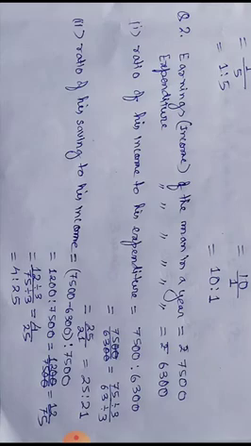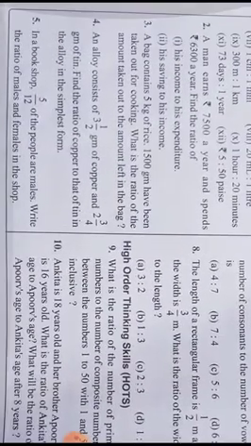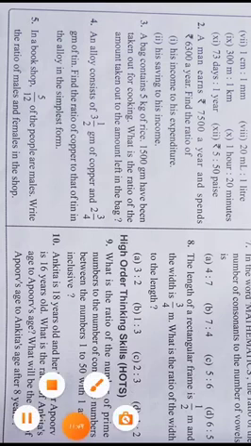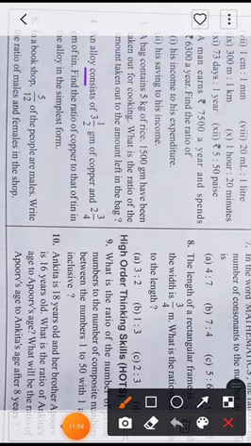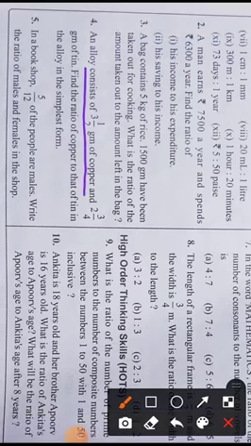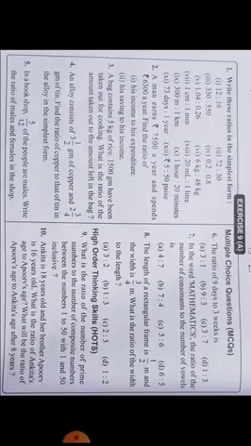Now let us see one more question. There is another question, question number 4. In question number 4, we are given an alloy consists of 3 1 by 2 gram of copper and 2 3 by 4 gram of tin. Find the ratio of copper to that of tin. But remember, these are mixed numbers, so we have to change them into improper fractions and then start reducing. Let us see the solution for this one.